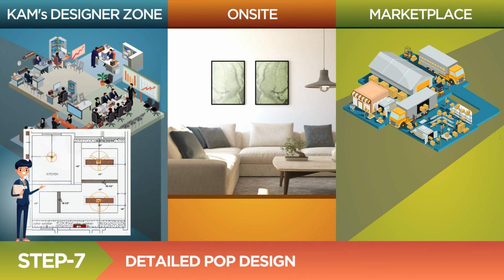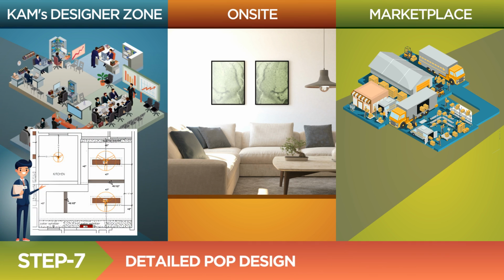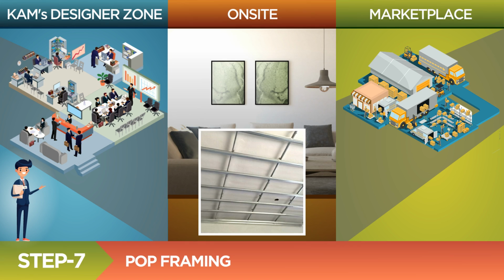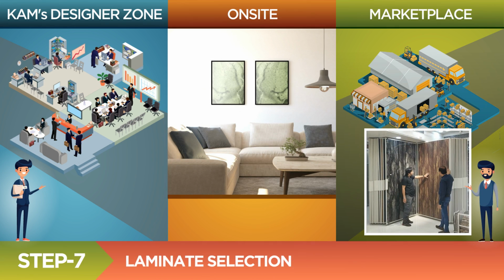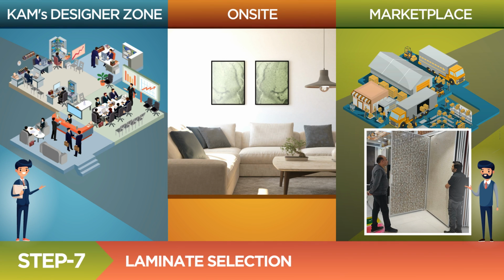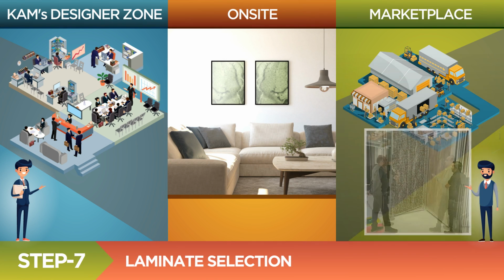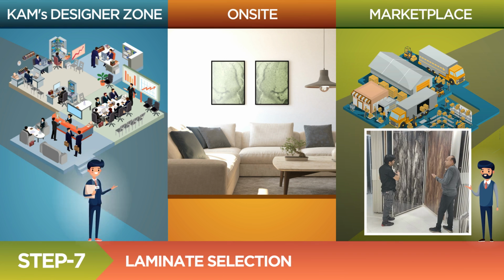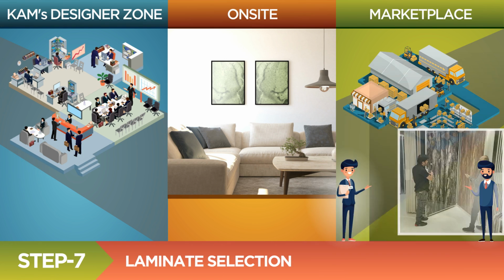The approved POP designs are then detailed out for the execution and given to the contractor to start the POP framing at the site. While the POP framing work is in progress, we request you to visit and shortlist the laminate and veneer options at different showrooms. We then accompany you to get the selections finalized.